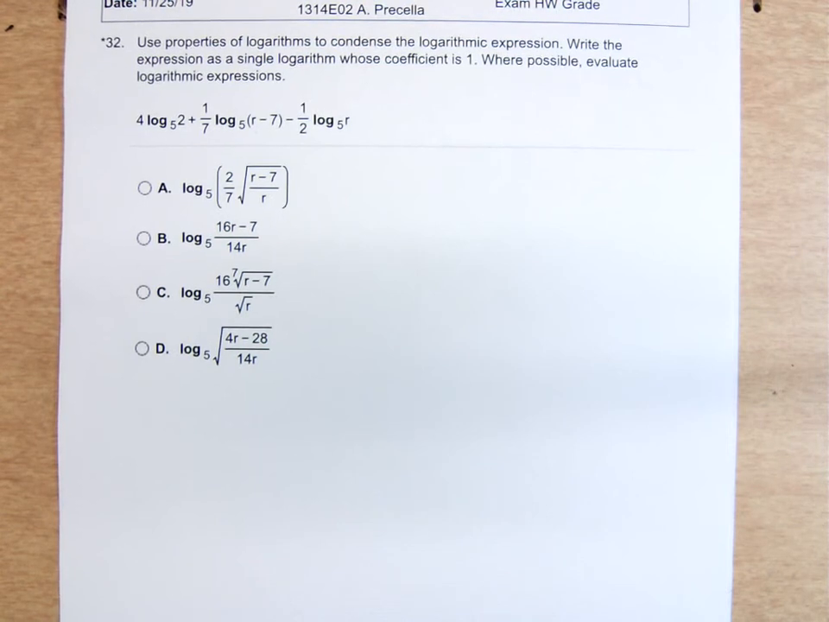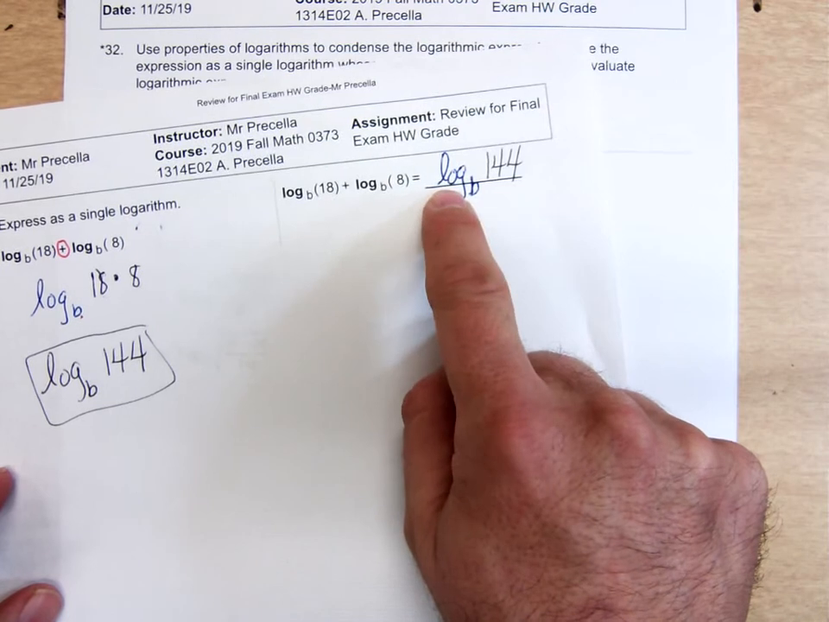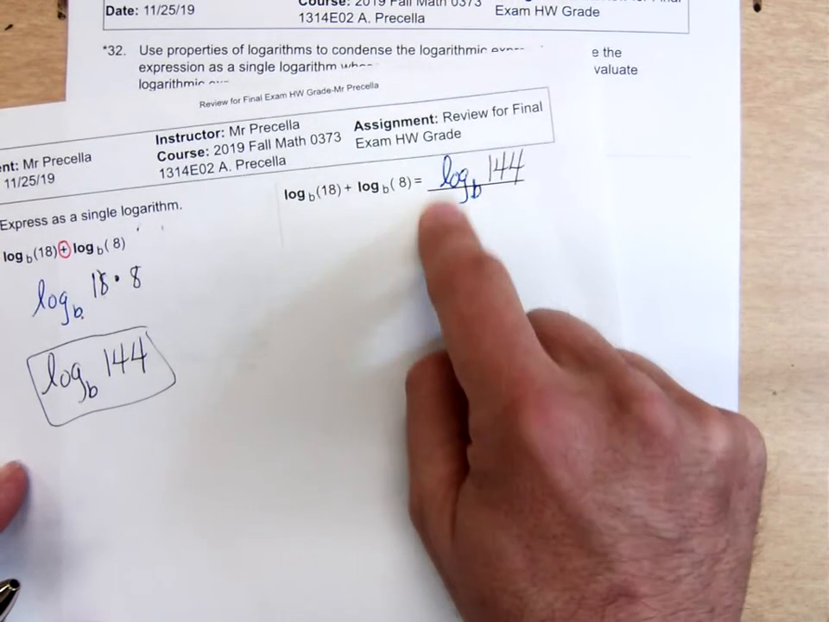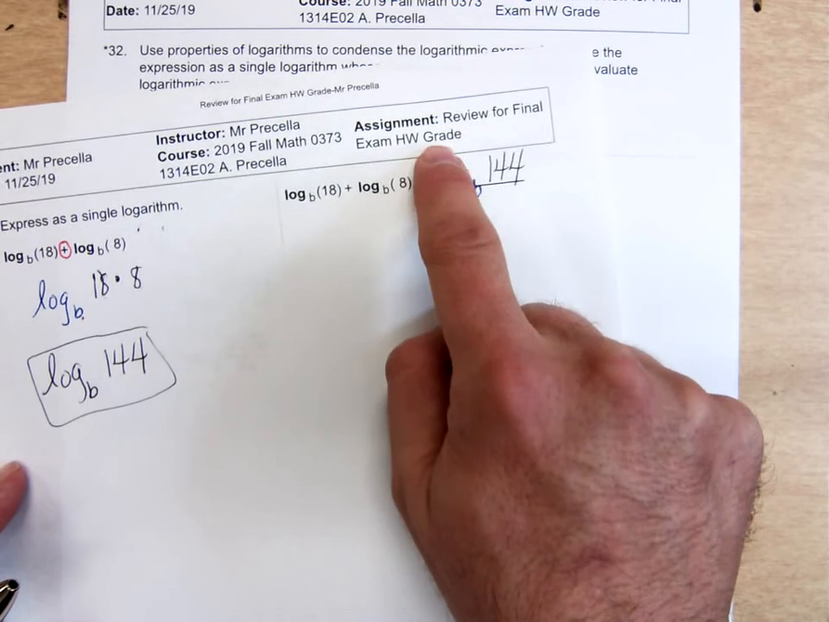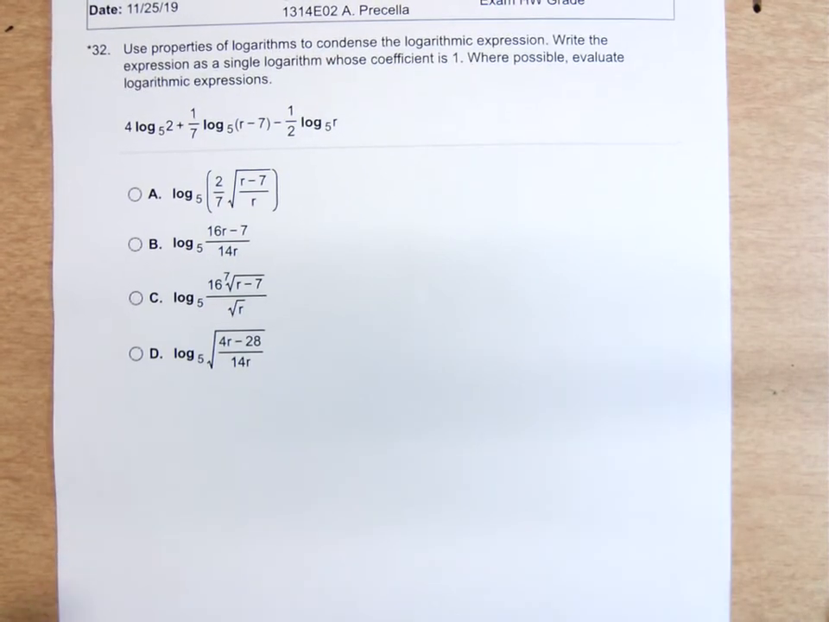What do they mean by that? Well, when you're condensing, you don't have a number in front of the letter L. That's what it means by coefficient 1. We didn't have a number in front of the letter L. There's an assumed 1. That's it. Where possible, evaluate logarithmic expressions. That's not possible. So how would I go backwards here?